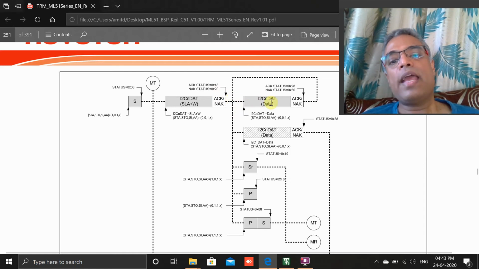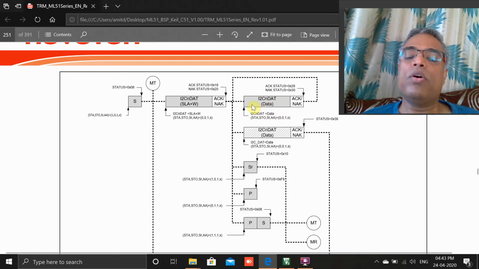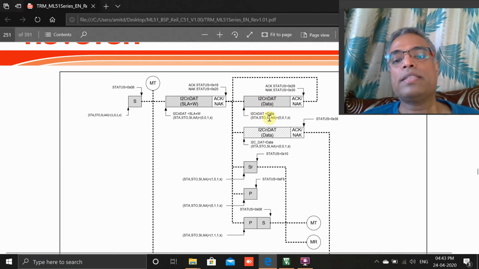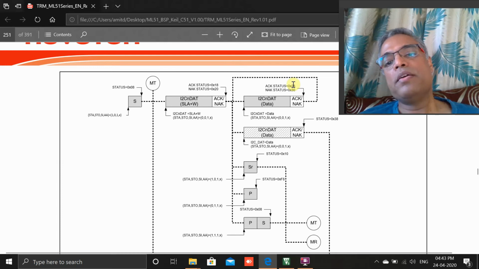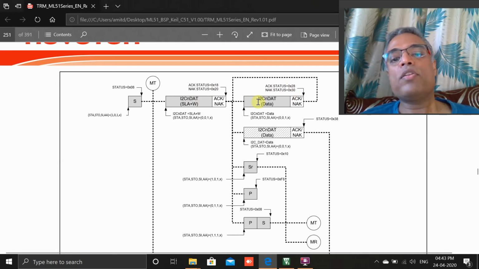If I receive an ACK, then I can again put new data onto the I2C DAT register, write the new data, and again clear the SI bit. After that, again I will get another ACK or NACK, but this time the codes will be different because this ACK or NACK was for the SLA plus W. When it is 28 or 30H, it is ACK or NACK for the data.